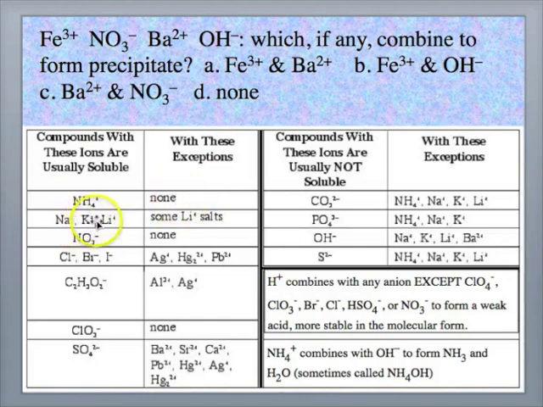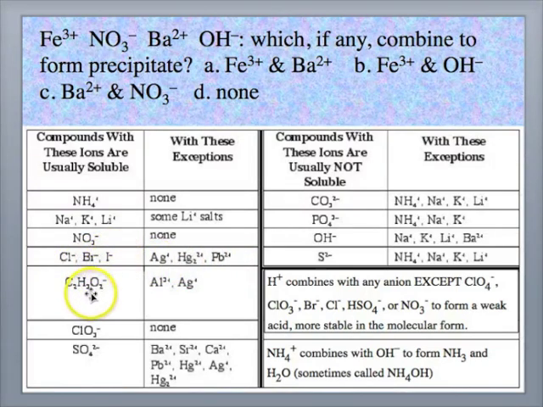and no exceptions to that. Sodium, potassium, and lithium: almost all of those compounds containing sodium ion, potassium, or lithium are going to be soluble. There are a few lithium salts that are not soluble. Nitrate, all the nitrates are soluble. What about chloride, bromide, and iodide? They all tend to be soluble, but with three big exceptions: silver, mercury, and lead. These will form precipitates with chloride, bromide, or iodide.